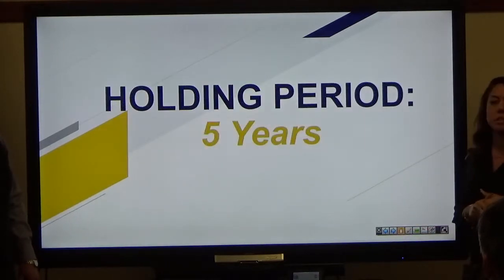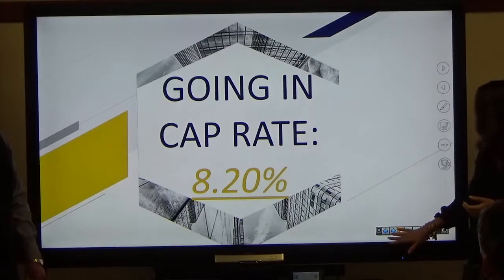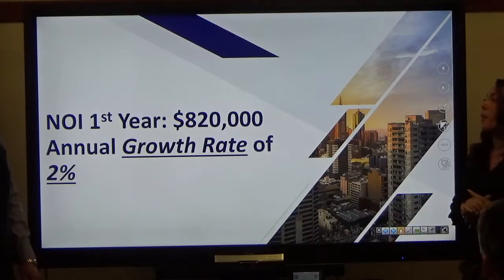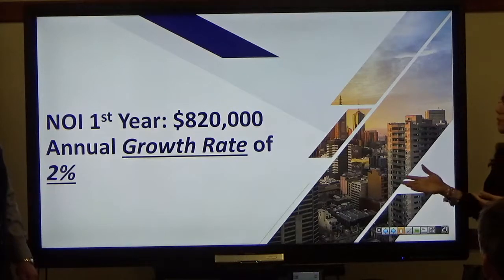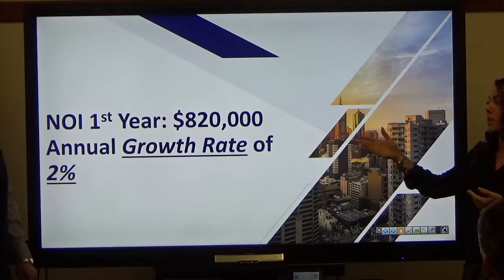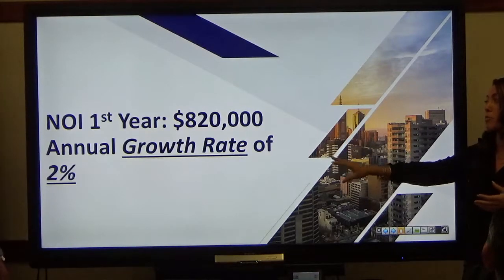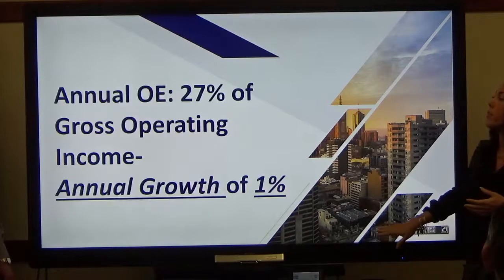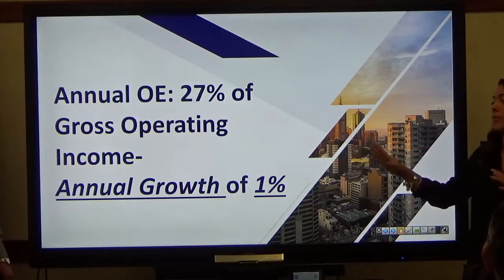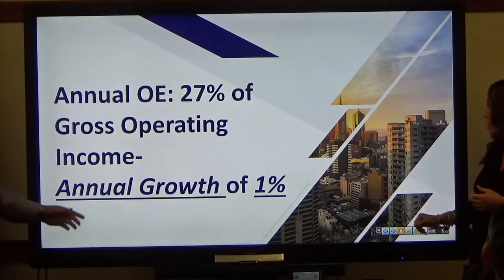Holding period, we're going to be holding this property for a total of 5 years. Going in cap rate for you as an investor is 8.20%. NOI for the first year was $820,000 and your annual growth rate was 2%. We felt it was important for them to see not just the total cash flow at the end, but to see what their annual growth rate was projected to be based on the first NOI. And the same thing for operating expenses. Again, that's going to greatly influence what's happening to your NOI, so we felt that was important to highlight, and what kind of growth that was projecting.